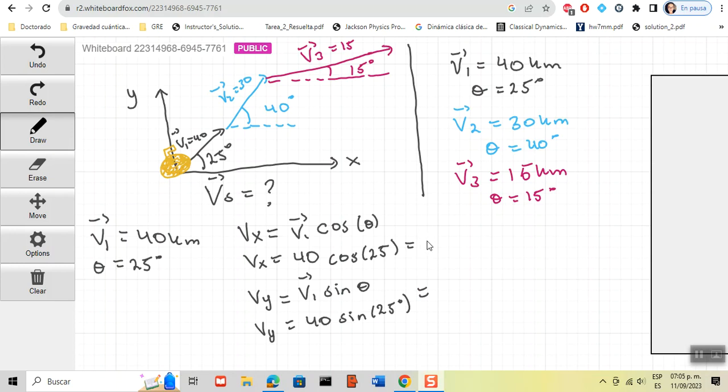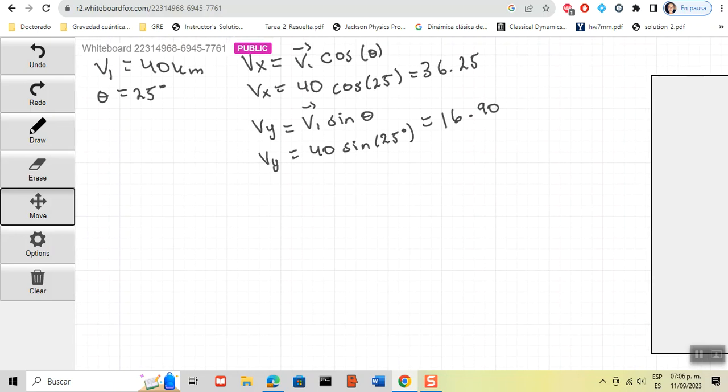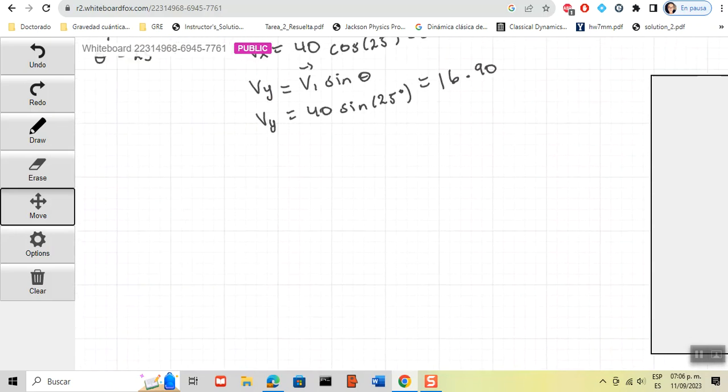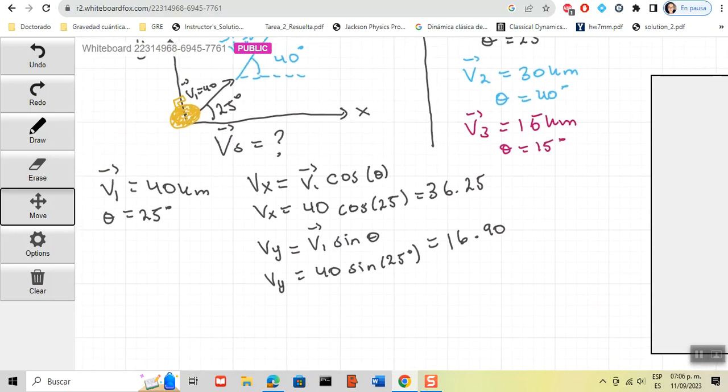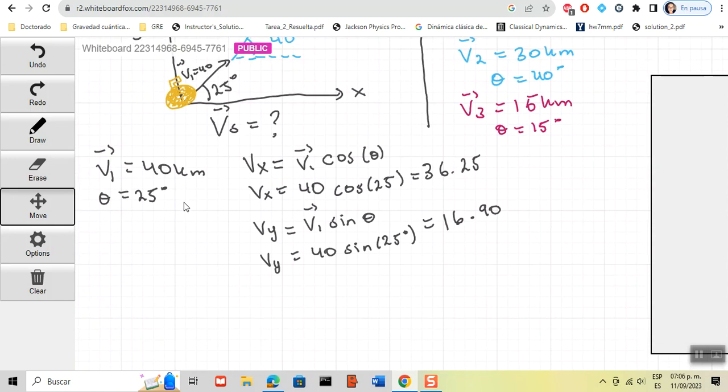Okay, guys, so the component for x in this case is going to be 36.25. And then the component in y, let's do the calculation real fast. It's going to be the sine of 25 times 40, so that's going to be 16.90, right? So there we go. We have our components for our first vector. Now, I'm going to move this a little bit. You guys can pause this. I'm going to actually upload the whole Jamboard so you can look at it, right?